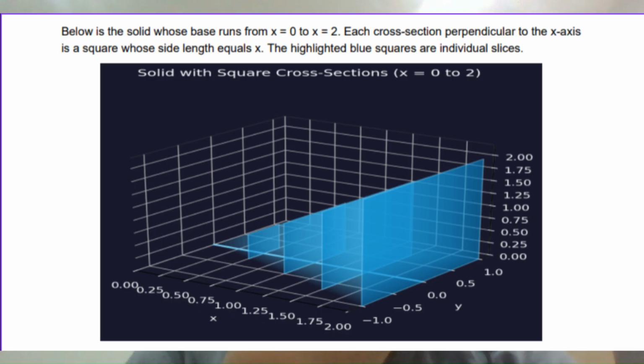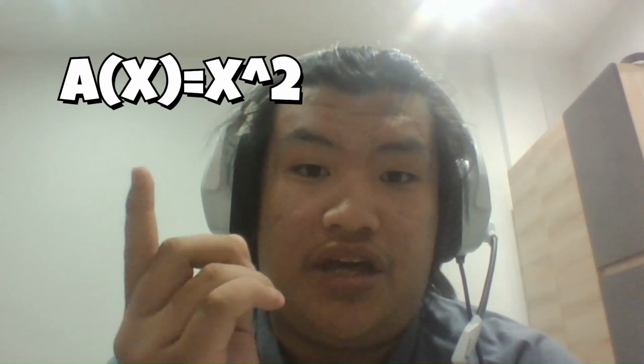Now, let's look at an example. Suppose we have a solid where the base goes from x equals 0 to x equals 2, and each cross section is a square. Easy one. The side length of each square is equal to x. Step 1, we find the area function. Since the side length is x, the area of the square is A(x) equals x squared.